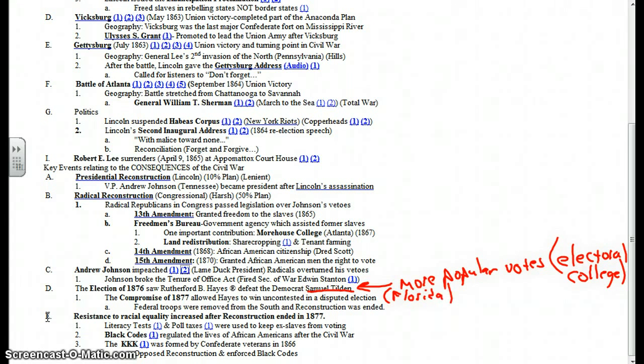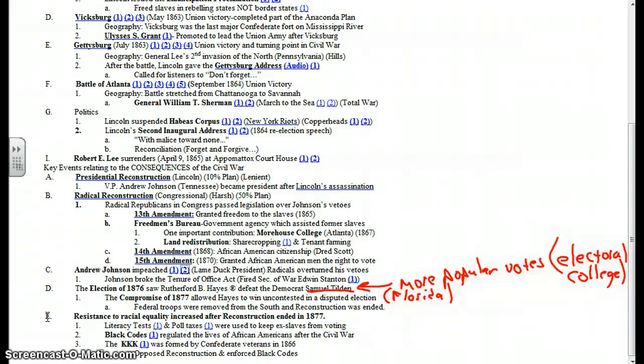A special commission was formed of 11 men, 6 Republicans and 5 Democrats, to determine where Florida's electoral votes would go. If Hayes got Florida's electoral votes, then he wins the presidency. If Samuel Tilden, the Democrat, gets Florida's votes, then he wins the presidency. Well, I think you can guess that there's 6 Republicans and 5 Democrats on a committee. Who's going to choose? Which one are they going to choose? They chose Rutherford B. Hayes.